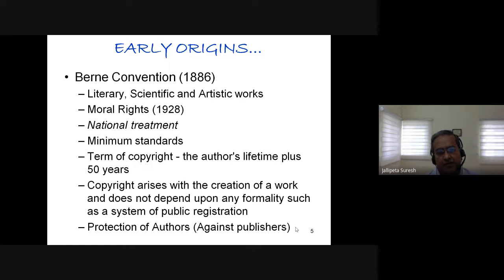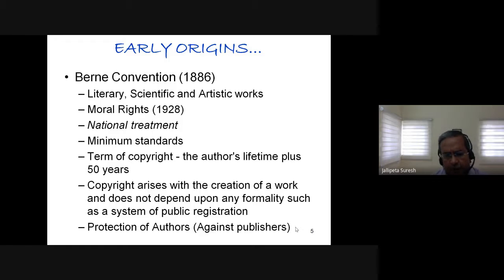Another thing brought under this convention was minimum standards. That is, the term of a copyright was fixed at 50 years after the passing away of the author, that is, the author's lifetime plus 50 years. Therefore, Indian copyright law cannot come out with an enactment where the Indian government says, I'm not happy with 50 years, I would offer only 45 years, which would violate the convention. So the convention provides for a minimum level of standards. The term of copyright was considered to be the life of the author plus 50 years.